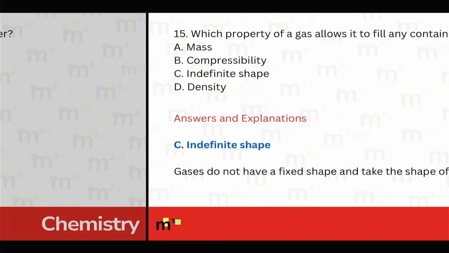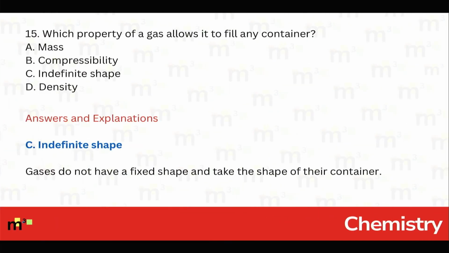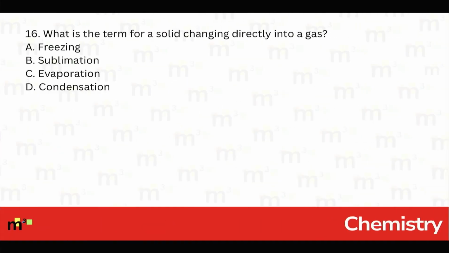Indefinite shape. Gases have an indefinite shape and take the shape of their container because gas particles move freely and spread out. Gases also have an indefinite volume, expanding to fill any available space, unlike liquids and solids, which have defined volumes.